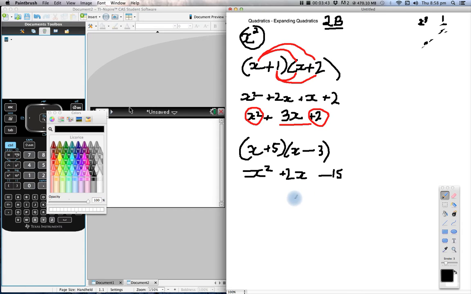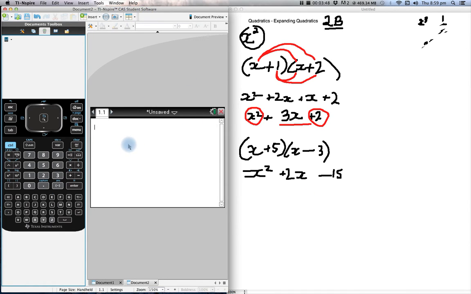Now we can also get our calculators to do this for us. So let's just try the first example in our CAS, x plus 1, and we'll multiply that by x plus 2. There we go. We get the exact same thing. The reason is we didn't tell the calculator what we wanted to do, which is to expand it.